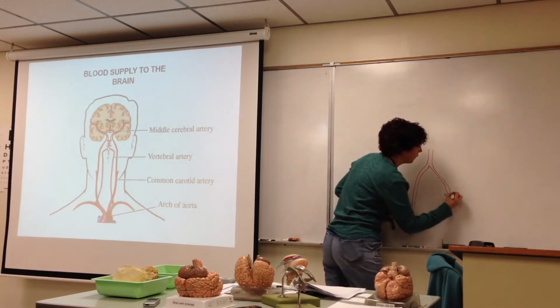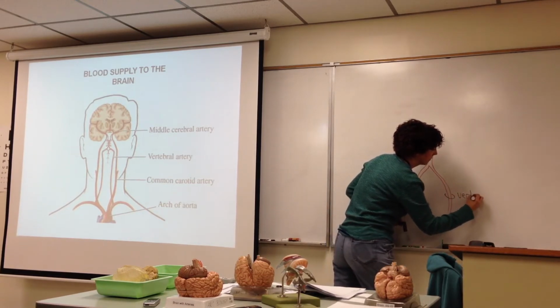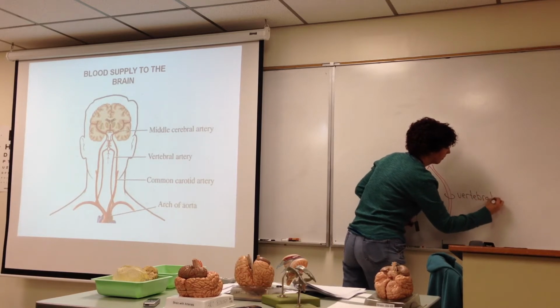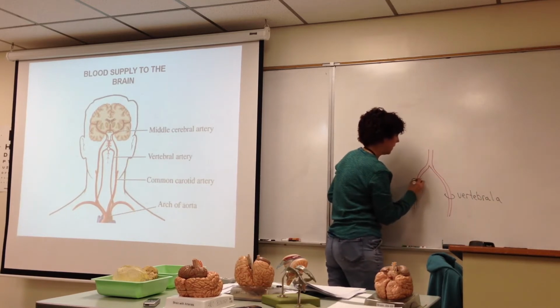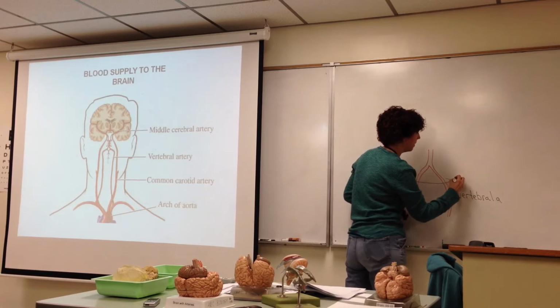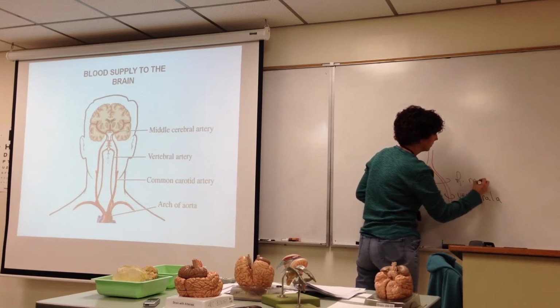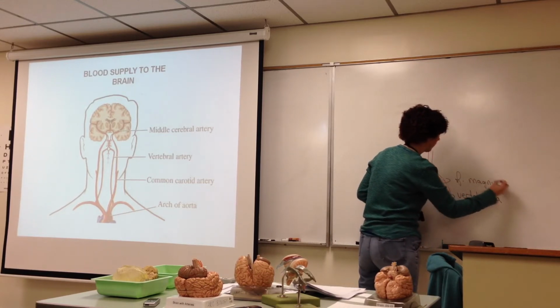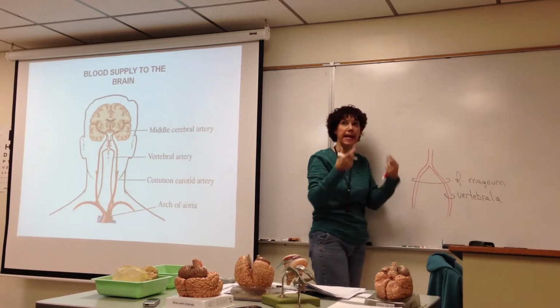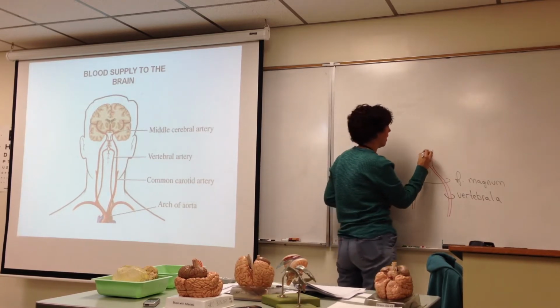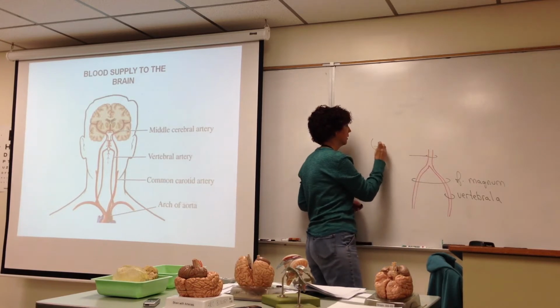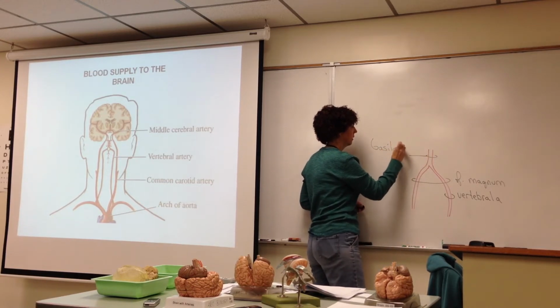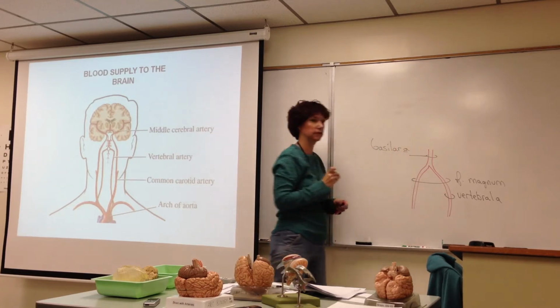Each of these would be a vertebral artery. And then they're going to pass through the foramen magnum and join together on the basal pons. And so on the basal pons, that provides the name for this vessel, which is the basilar artery. A is short for artery.